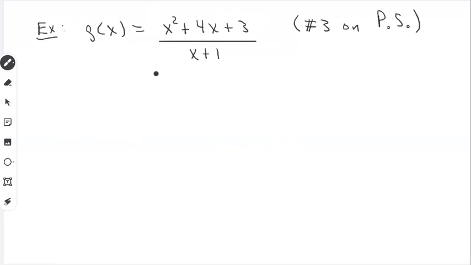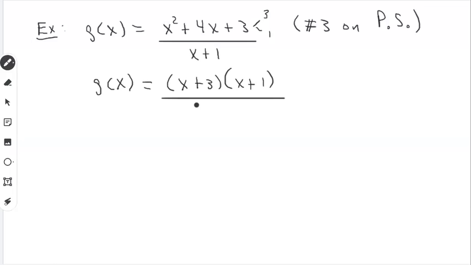We're going to leave that the way it is. But the top, we can factor that as 3 and 1, because we know that 3 times 1 is 3, but 3 plus 1 is 4. That's how we get back to that middle term. So we can actually factor this top down as x plus 3 times x plus 1, where the denominator is still going to be x plus 1. That hasn't changed. The only thing that's changed is the numerator because we factored it, right?